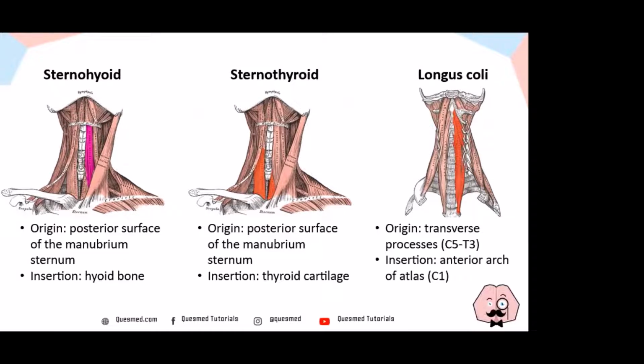And then behind it, you've got your sternothyroid, which goes from the same parts, posterior aspect of your manubrium, and goes to your thyroid cartilage, which is a little bit shorter than your sternohyoid. And then deeper, just in front of your vertebral bodies, you've got your longus colli, which isn't named logically. And they come from your transverse processes, and they insert into the anterior arch of your C1.